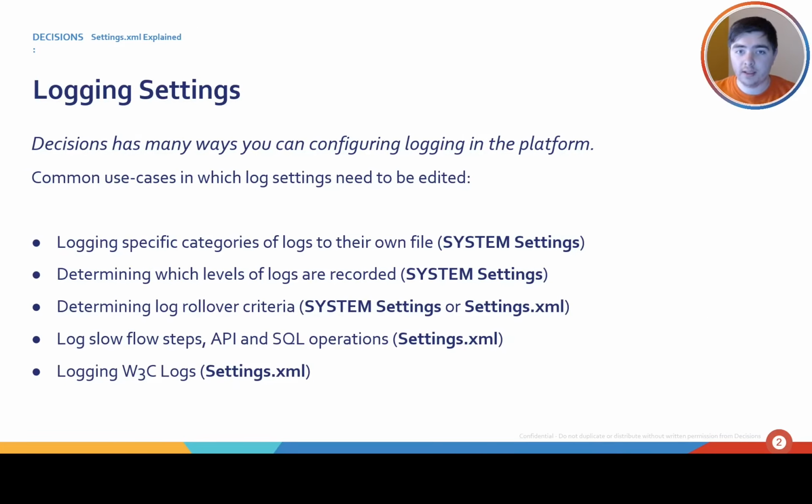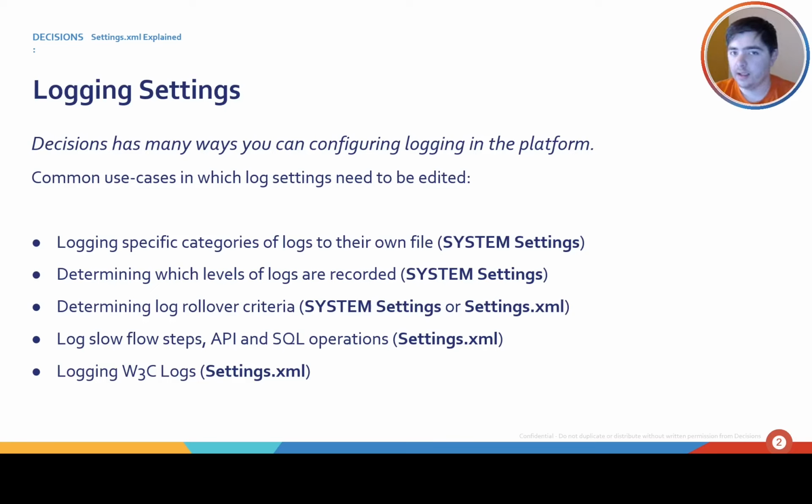So inside of Decisions, you have the ability to alter the logs that get recorded from the system. However, logging is not exclusively determined through the configuration of the Decisions Settings.Xml. It can also be configured inside of the platform under System, Administration, System Tools, and then selecting Logging. We are going to be going through both of these methods today, but first let me cover what different types of logging settings you can manipulate.